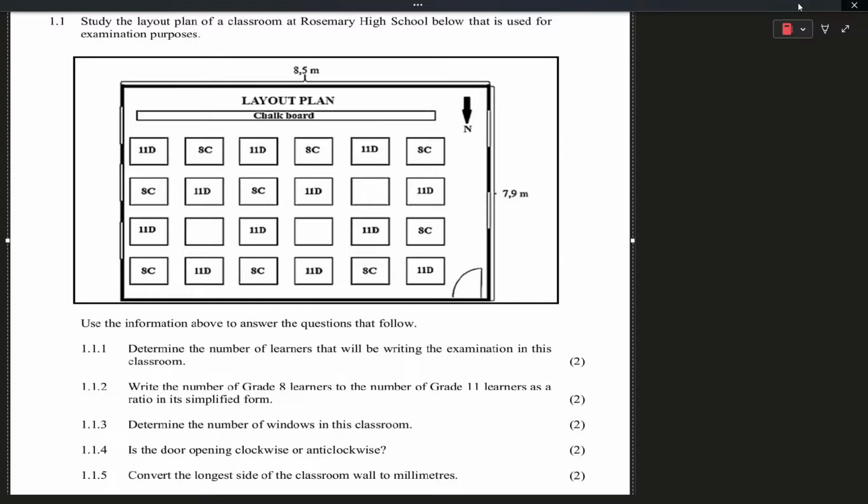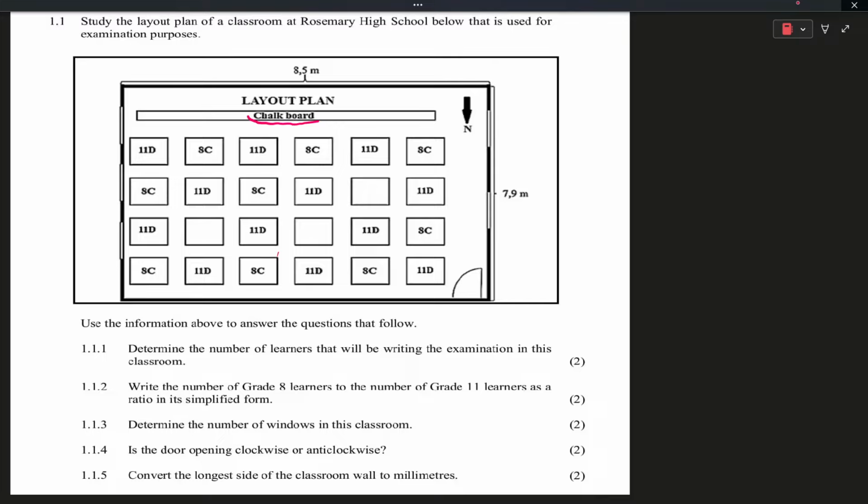All right. Study the layout plan of a classroom at Rosemary High School below that is used for examination purposes. You can see the setup. That is the chalkboard. These are the seats. Plan of classroom. Now, use the information above to answer the questions that follow.